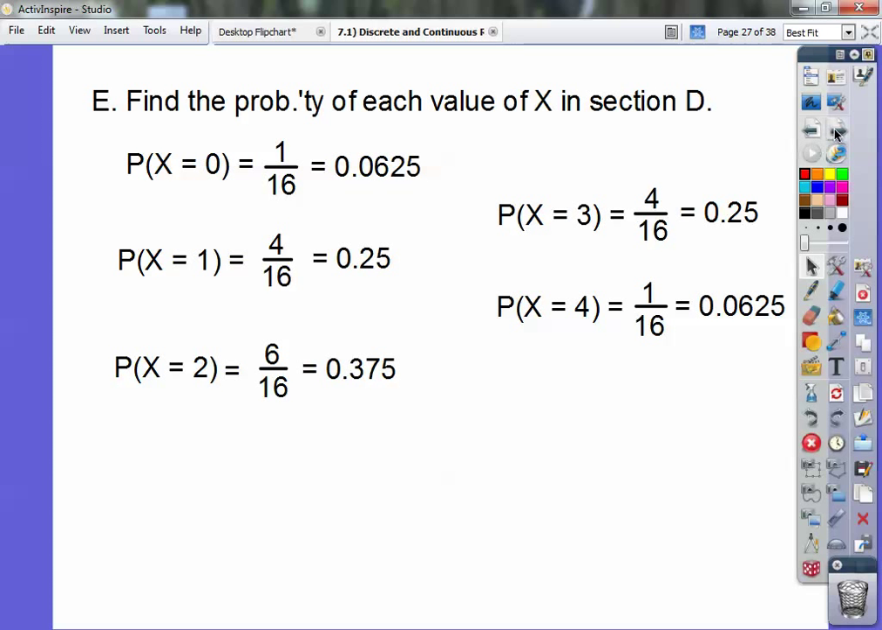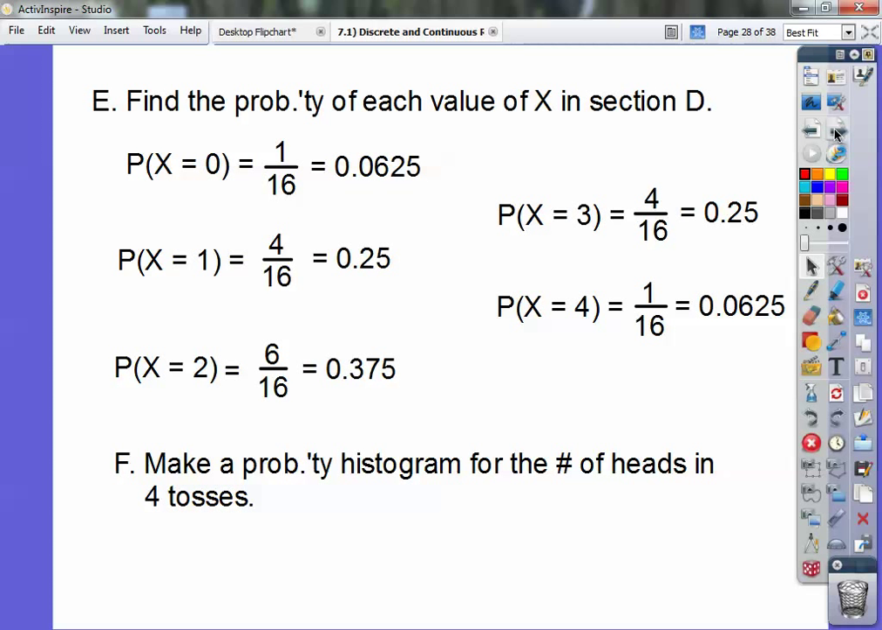Okay, and then it's going to ask you to make a probability histogram of the number of heads. So what I'm going to do is have going across the bottom 0, 1, 2, 3, 4 for the number of heads. And going up for the bars of the histogram, this one is going to go up 0.0625. This is going to go up 0.25. This is going to be my tallest bar, 0.375, and so on.